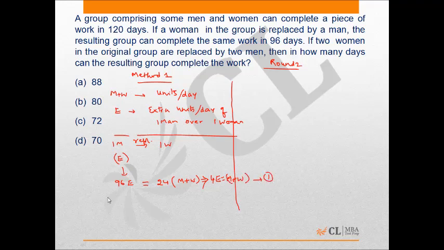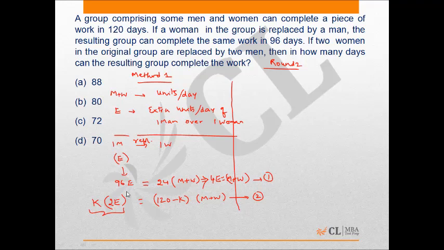Now if two men had joined in, two men had replaced two women, they would bring in 2E units, and if the work was done in k days, this extra was equivalent to replacing 120 minus k days of m plus w units. So let's call this equation 2.